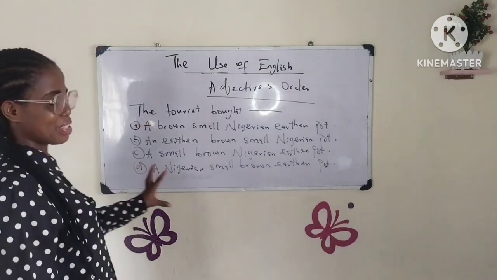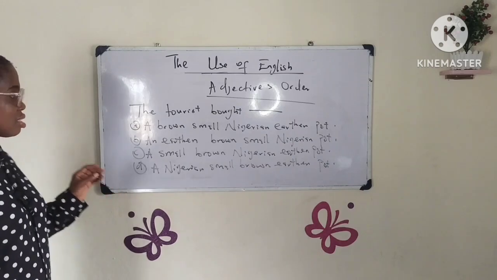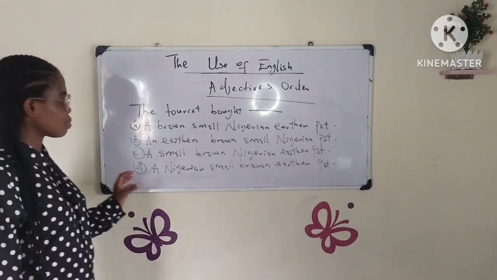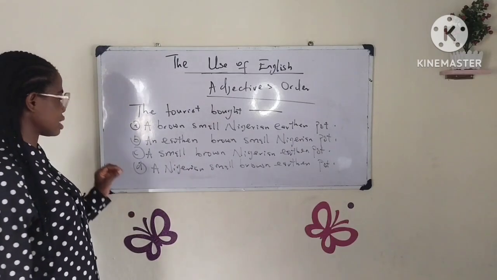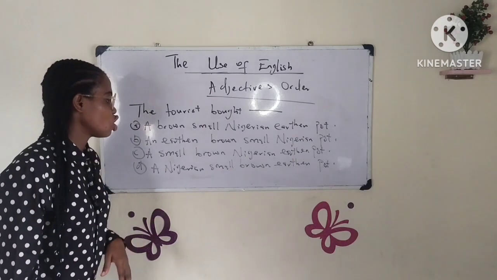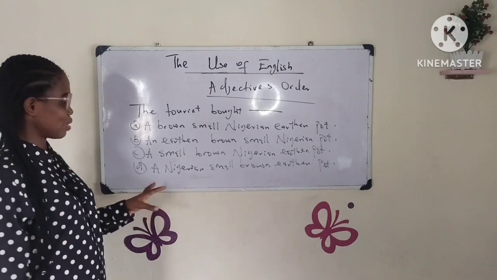Okay, now we have this question from the JAMB past questions. The tourist bought dash. You have option A, a brown small Nigerian earthen pot. B, an earthen brown small Nigerian pot. C, a small brown Nigerian earthen pot. And D, a Nigerian small brown earthen pot. Which one is correct? Okay, which one is the correct answer?